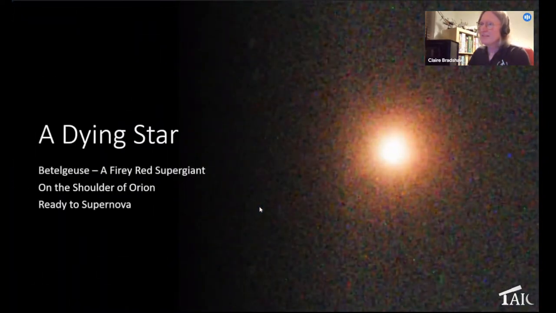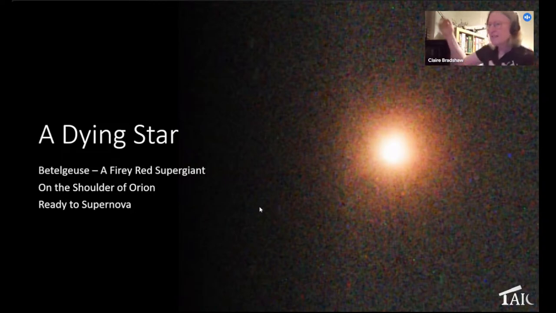Again, this is Betelgeuse, guys. This super red giant on the shoulder of Orion is at the end of its life. I mean, very, very soon at any point, it's going to be coming to the end of its life and turn into a supernova, which is something that we'll get to right at the end. So this is an actual star in that process, ready to go.